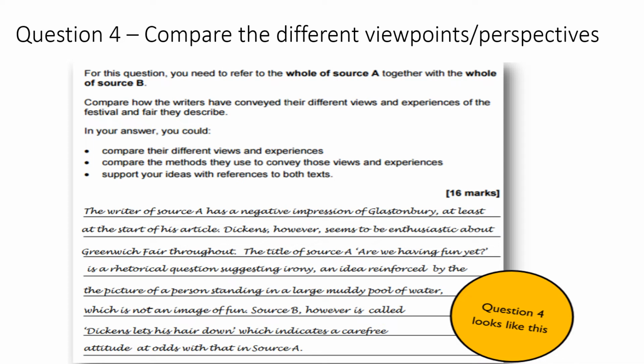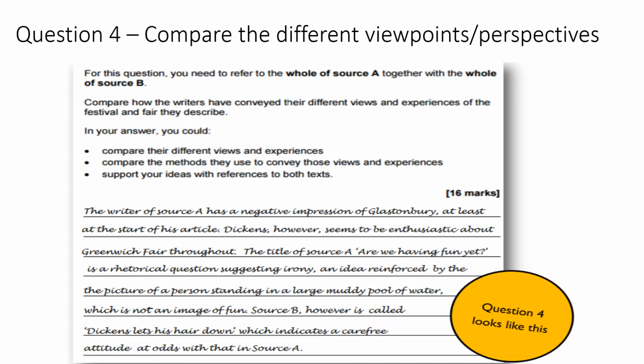The writer of source A has a negative impression of Glastonbury, at least at the start of his article. Dickens, however, seems to be enthusiastic about Greenwich Fair throughout. The title of source A, Are We Having Fun Yet?, is a rhetorical question suggesting irony, an idea reinforced by the picture of a person standing in a large muddy pool of water, which is not an image of fun. Source B, however, is called Dickens Lets His Hair Down, which indicates a carefree attitude at odds with that in source A.